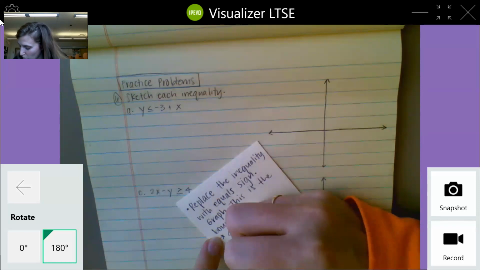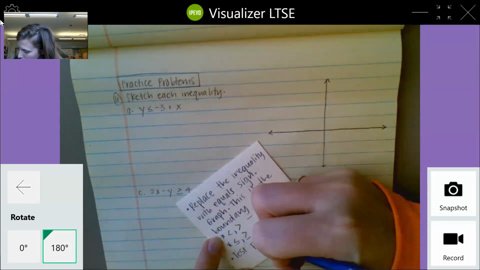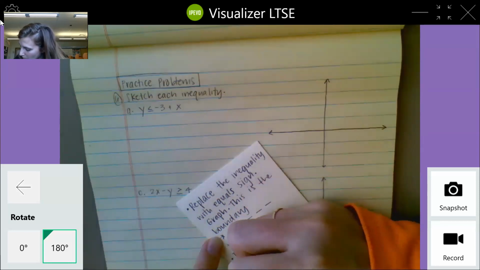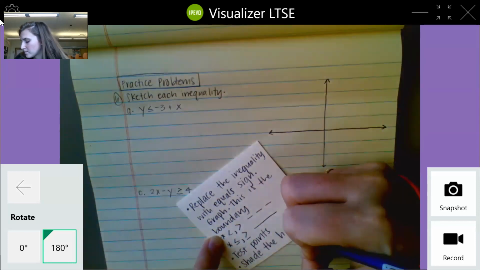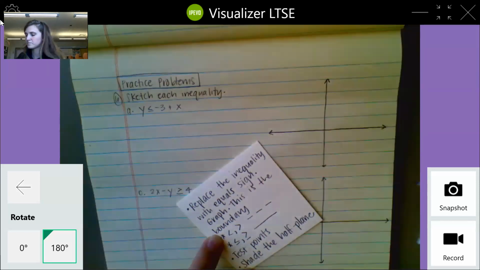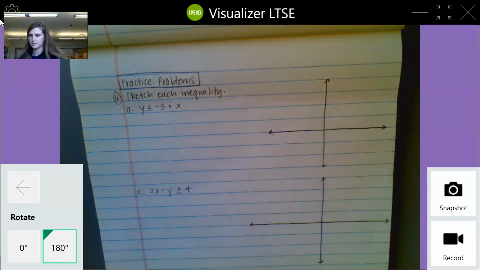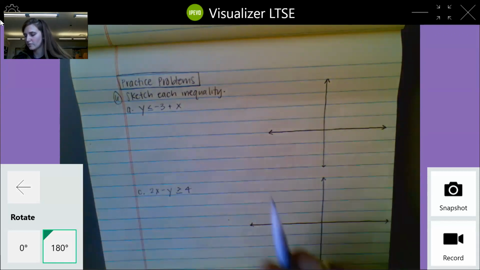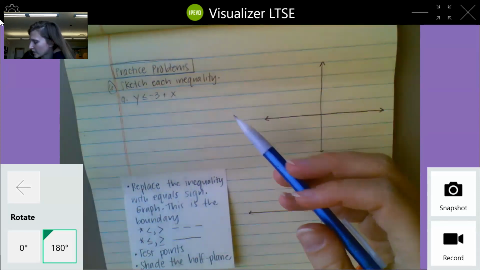Then we test our points. And then we shade the half plane. Okay, so these are our steps. Let's not forget them. And let's get started working on this one.